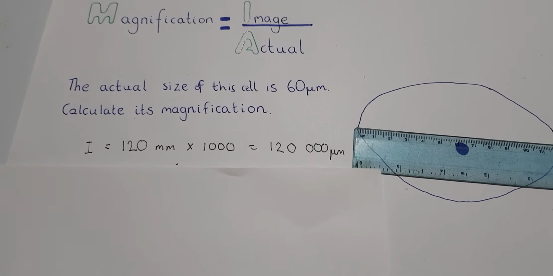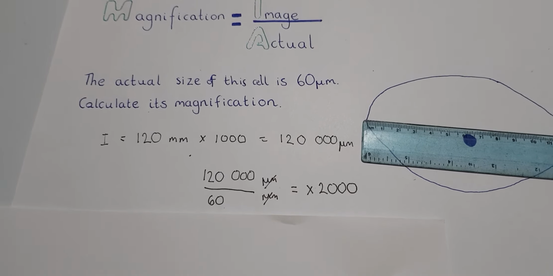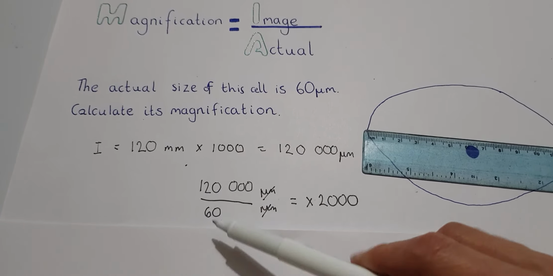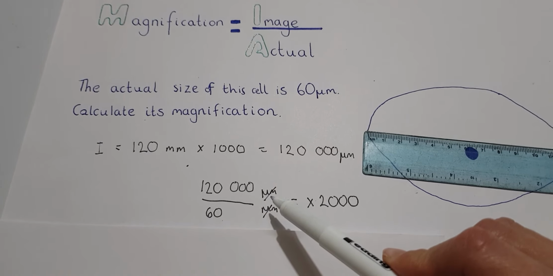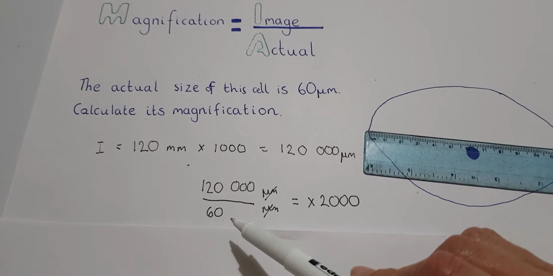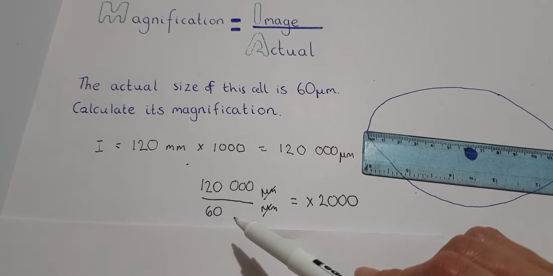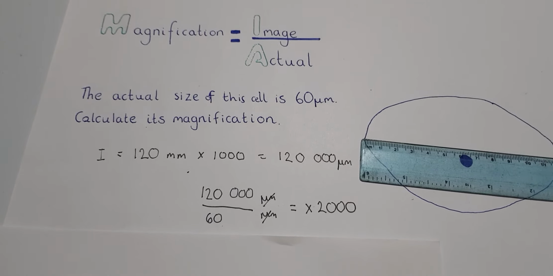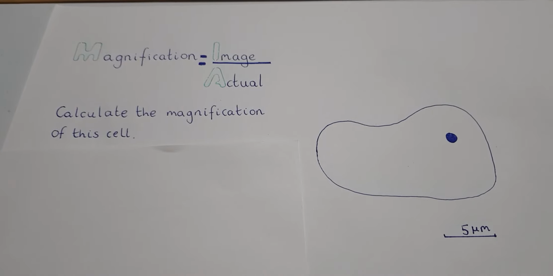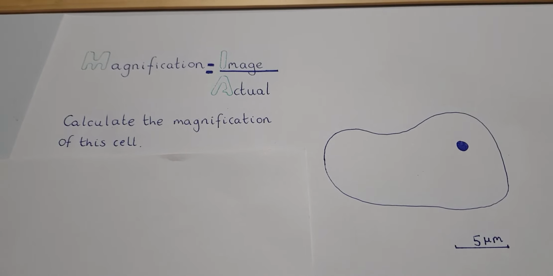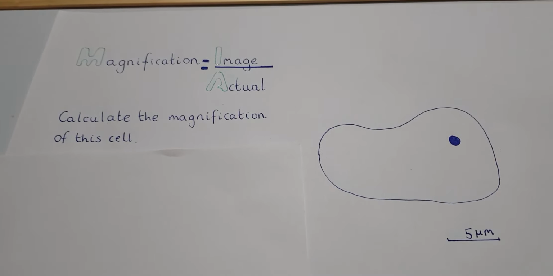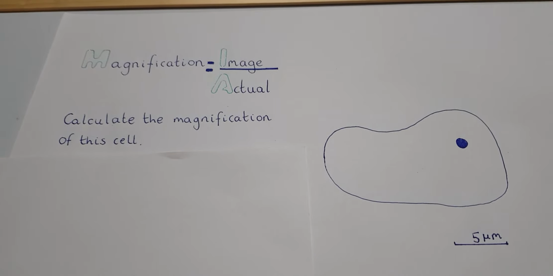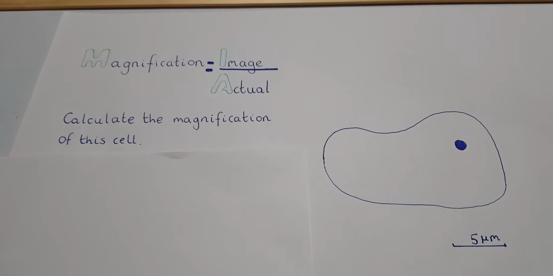Then we can put it into the equation. So 120,000 micrometers is the image size divided by 60 micrometers, which was the actual size, and that gives you a times 2,000 magnification. You can also use the same equation if you're asked to calculate the magnification and you're given a scale bar.